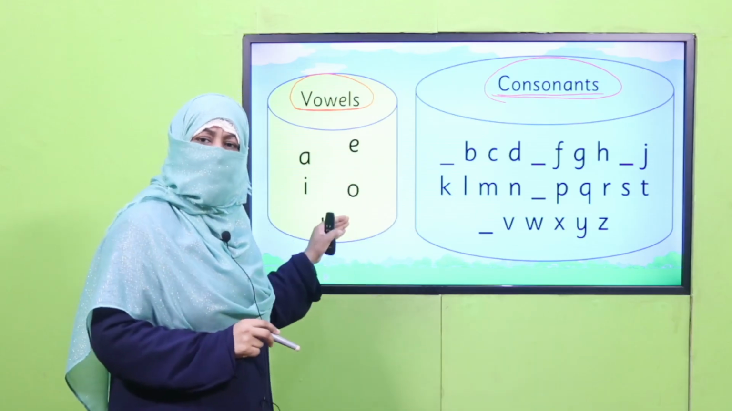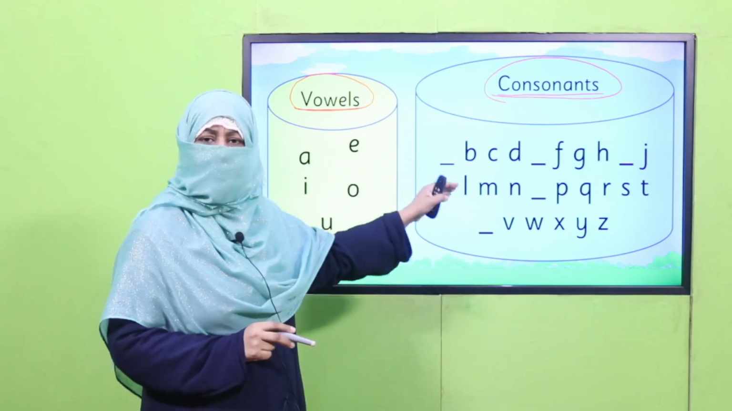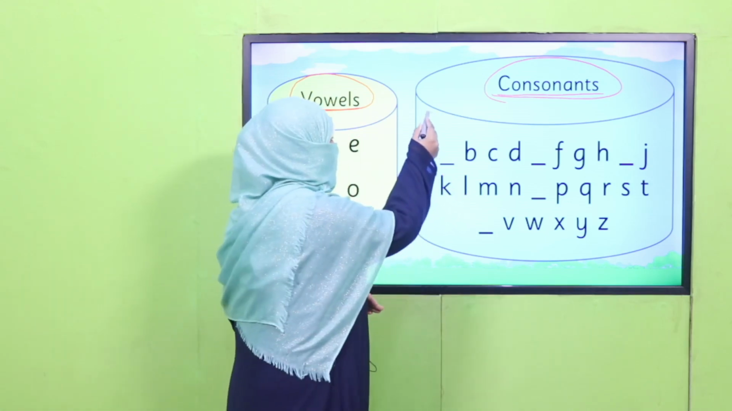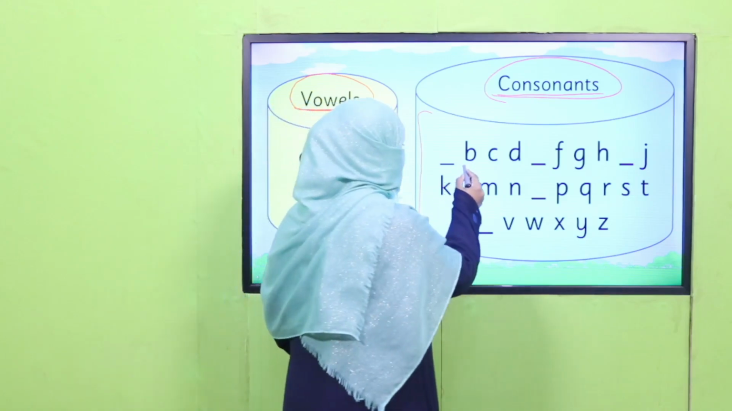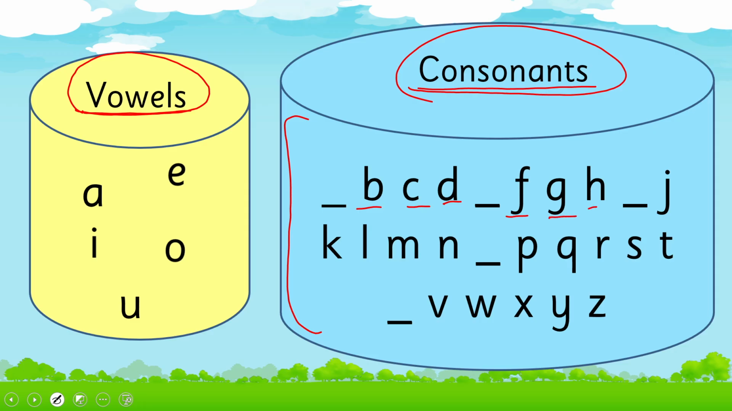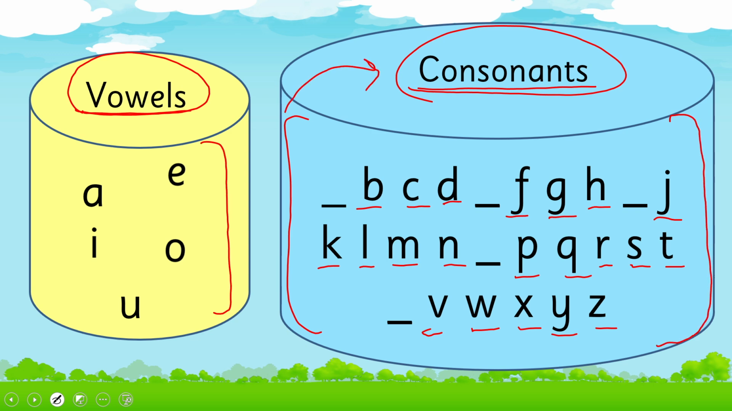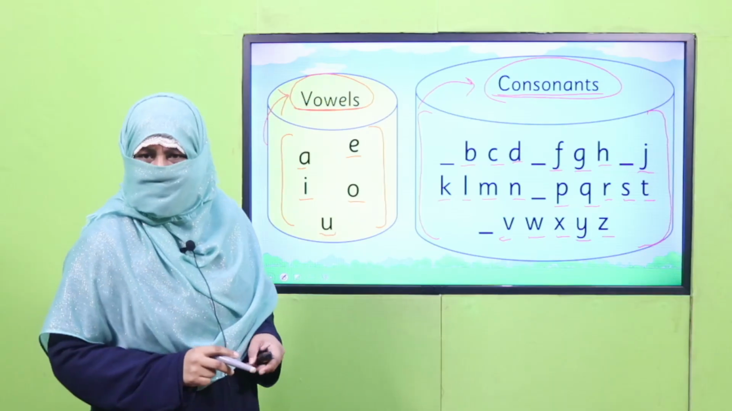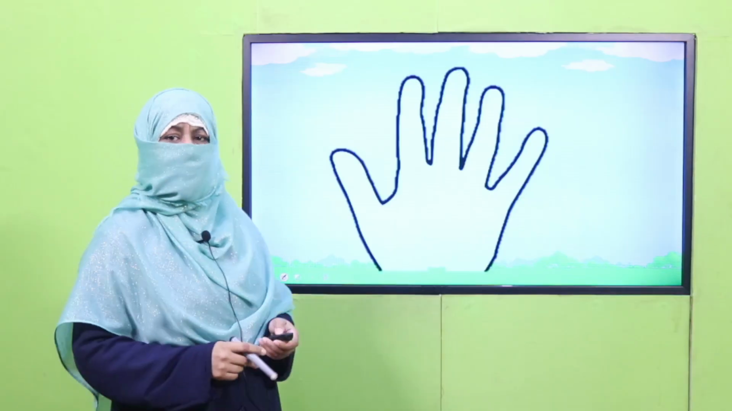When the 5 vowels are separated from all the alphabets, the rest are known as consonants, and they are B, C, D, F, G, H, J, K, L, M, N, P, Q, R, S, T, V, W, X, Y, Z. All these letters together are called consonants, and these 5 letters A, E, I, O, U together are known as vowels, right?